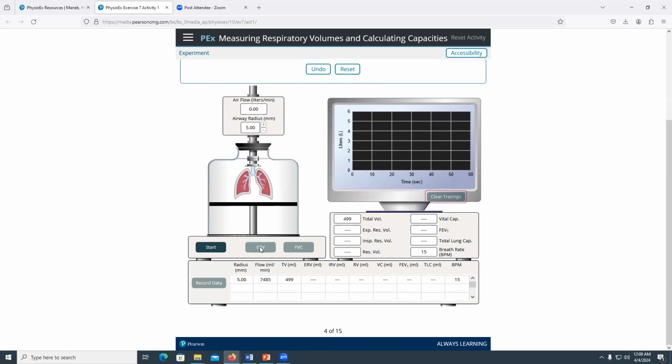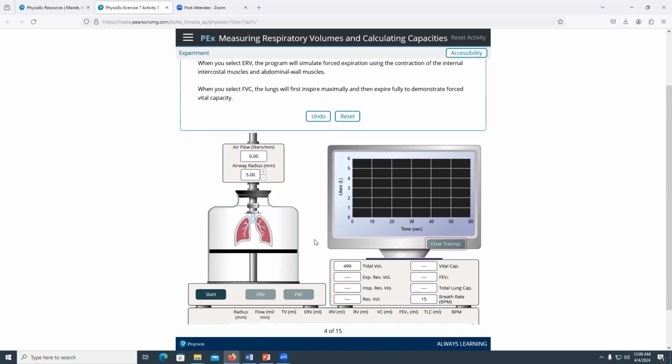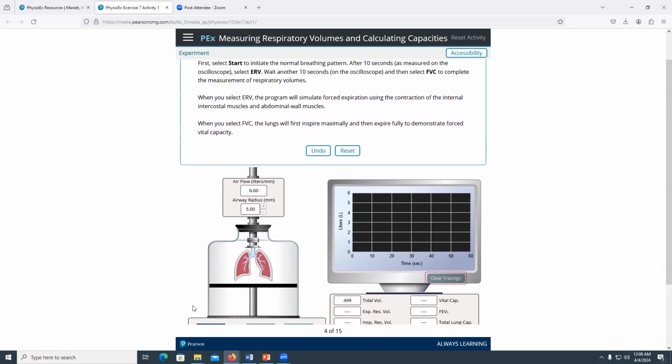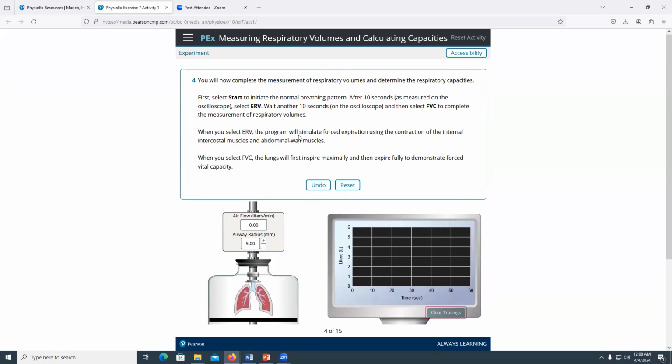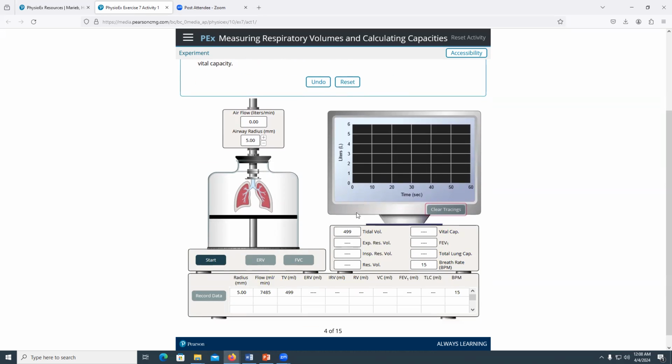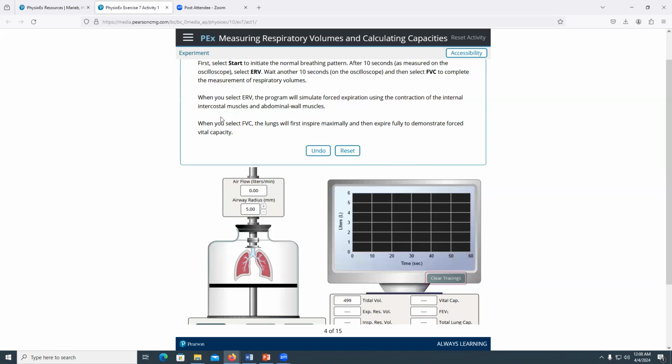So now we're going to click on expiratory reserve volume to make the lungs expel out the expiratory reserve volume. So we're going to be expelling a maximal amount of air, and then we're going to wait for another 10 seconds, and we're going to click on FVC, which represents forced vital capacity, to complete the measurement of the respiratory volume.